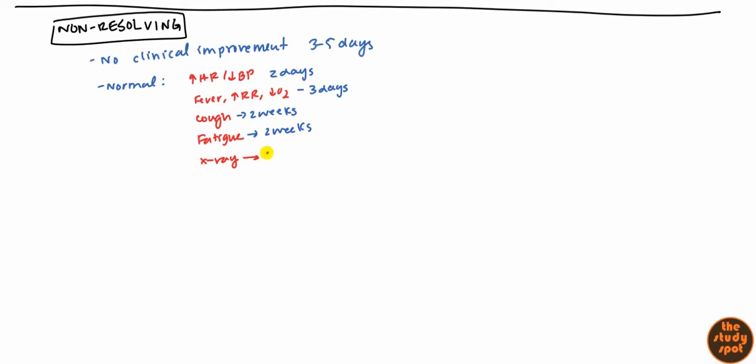And the X-ray takes about 30 days to get better. So when it comes to X-ray, that's not a very good way to see if the patient's improving. And again, they might be completely better, and you still have a bad X-ray. So keep that in mind.